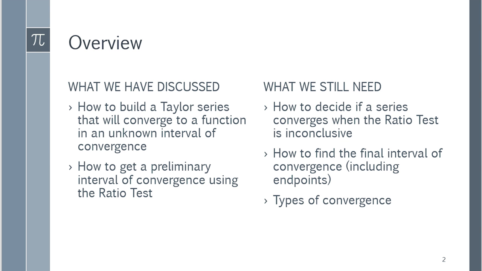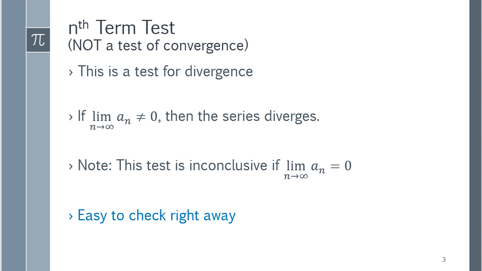But this series of videos is looking at what are called convergence tests, which are, other than the ratio test, how can we decide if a series converges? So the one I'm going to talk about in this video is actually not a test of convergence. This is actually a test for divergence, and it's what's called the Nth Term Test.